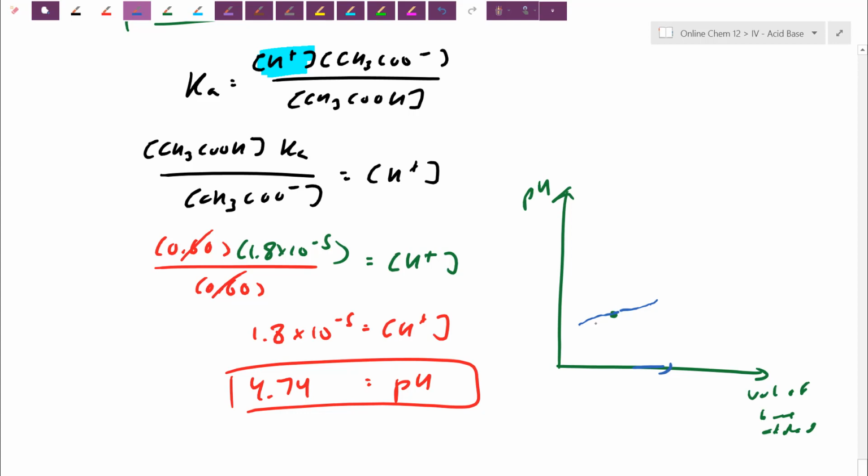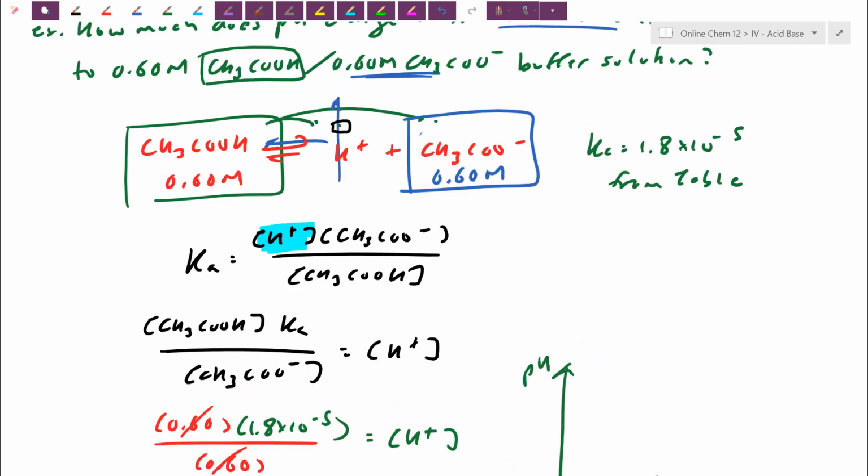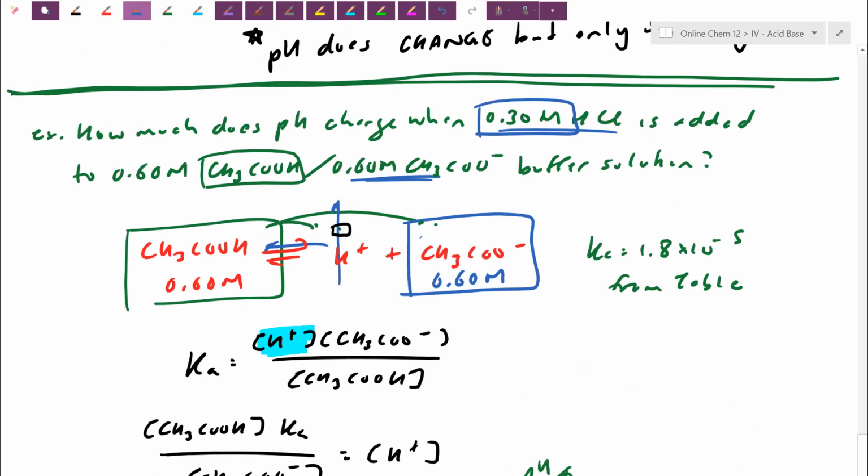I'm able to keep your pH from dropping all of a sudden if you add acid in this situation. And that's all centered around a pH of 4.74. That's what we call an acidic buffer, because I can control both in the acidic region. Now what I'm going to do is a fancy ICE table. We're going to poke at it by adding 0.30.